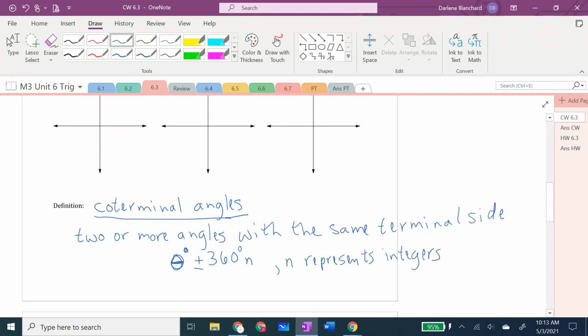So it could be 0, it could be 1, 2, 3, 4. It could also be -1, -2, -3, those kinds of numbers. That's how you're going to find your coterminal angles.